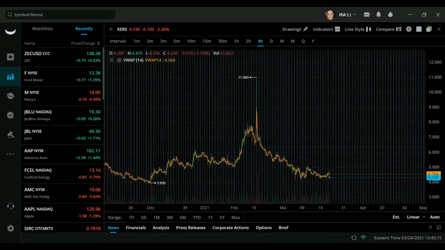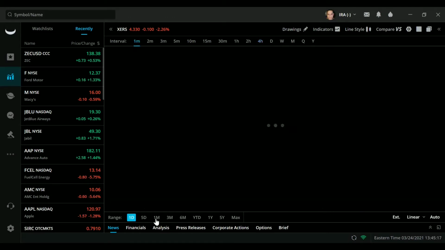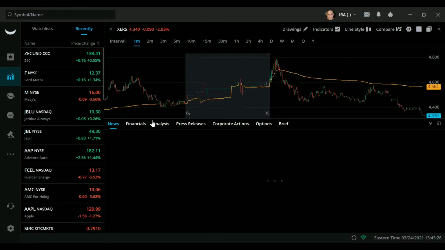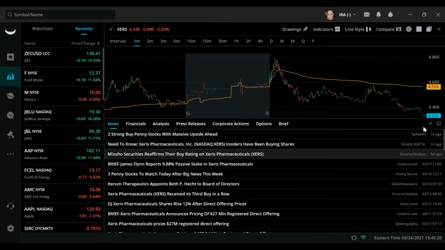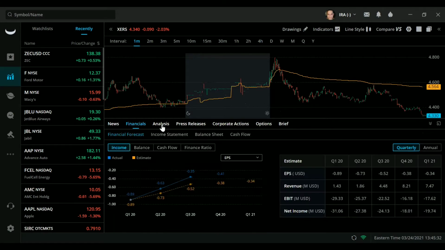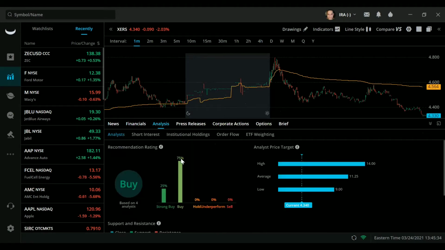And if I wanted to zoom in, I could do the 1 day. And now you can see a much clearer picture of the stock. So down here, if you go down, it should be able to give you the news, the financials on the company, the analysis, is a buy rating. That's pretty good. Press releases.